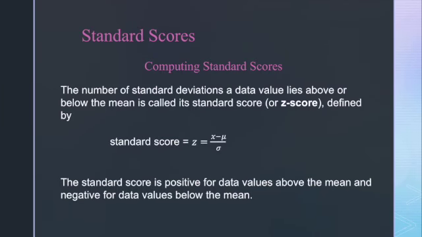Next thing we need to talk about is standard scores and computing standard scores. So what is a standard score? The number of standard deviations a data value lies above or below the mean is called its standard score, or Z-score. To compute it, we take our data value minus our mean, over our standard deviation. This tells me how many standard deviations a data value is away from the mean. They can be positive if the data value is above the mean, and negative if our data value is below the mean.